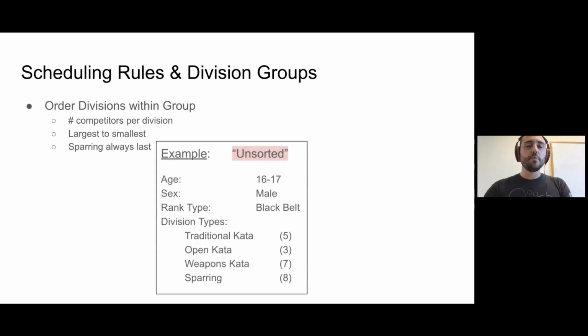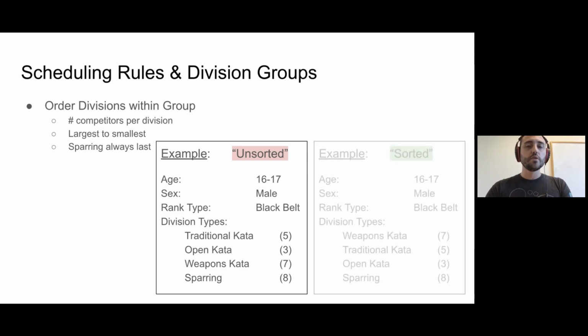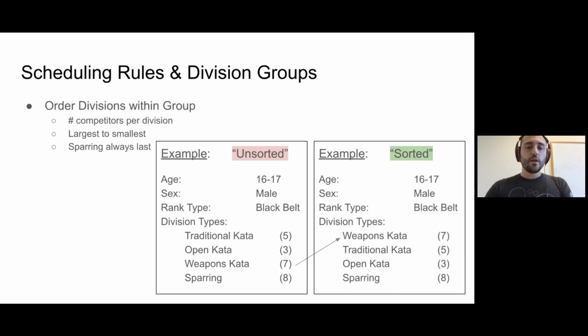So here's an example of the one we just looked at, and this is what we call an unsorted division group. You can see that right now, the first one that's listed as traditional has 5 people, open 3, weapons 7, and then sparring would be 8. So when we go to sort it, our weapons kata would go first because it has 7 people, more than any of the other groups. Next would be traditional kata, and then the third division would be our open kata with only 3 competitors, and then ultimately sparring stays last because it has to.